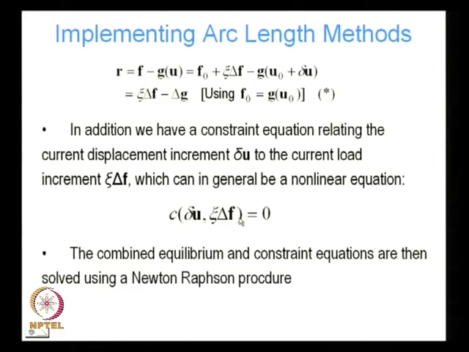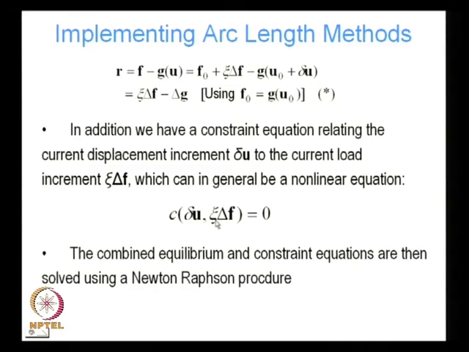So, now we have two equations, a coupled system. We have one equation which is my usual residual equation, and then I have this constraint equation which also involves delta u and xi delta F. These two equations are coupled because they both involve delta u and delta F.